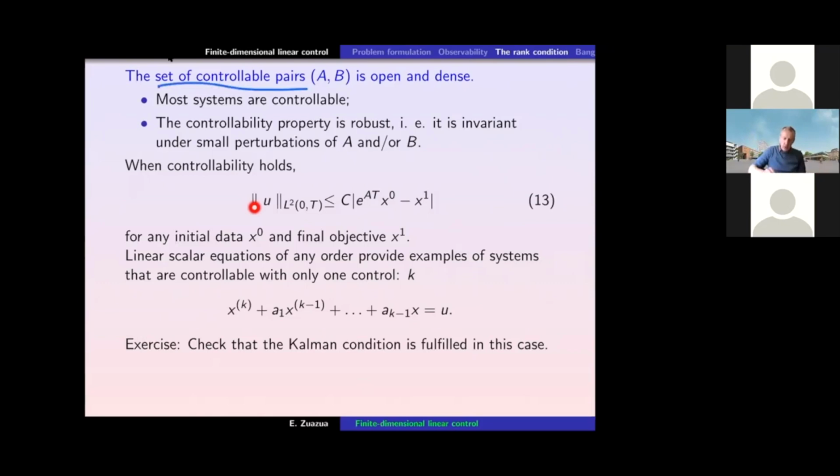Okay, so now you can show some very interesting properties. In particular, I can always claim that the set of controllable pairs is open, for instance. What does it mean that the set of controllable pairs is open? What do you understand by this sentence? Is the meaning of that clear to you? What does it mean that it's open?